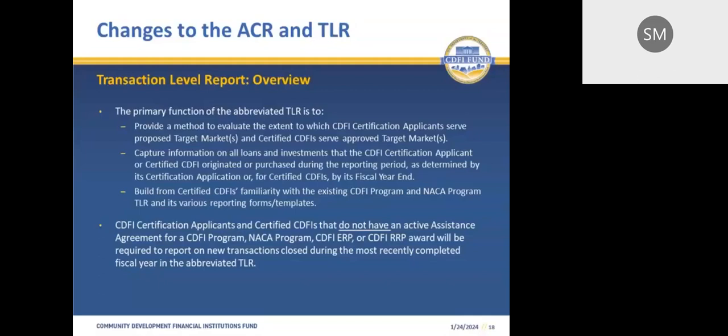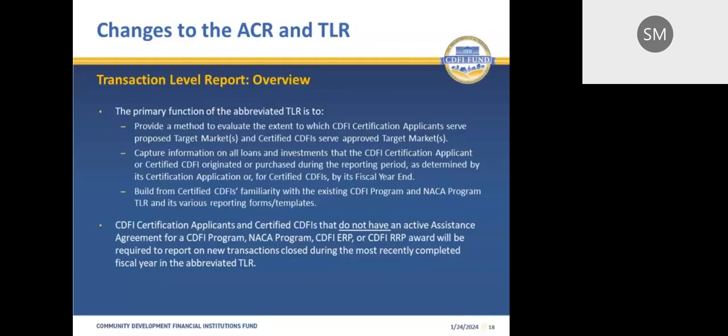An organization that is no longer certified but still has an active assistance agreement. I'll say that again. An organization no longer certified but still has an active assistance agreement for the CDFI program, NACA program, CDFI ERP or CDFI RRP award with a TLR requirement, and is seeking to become recertified under the revised certification application, they complete and submit the full-length TLR as part of the application submission.